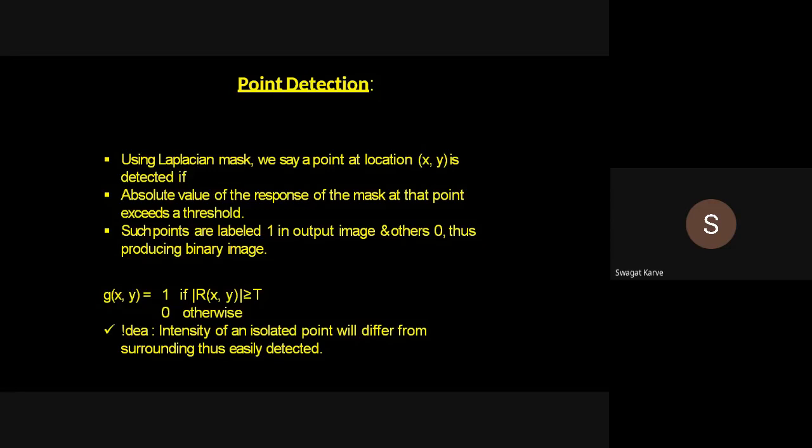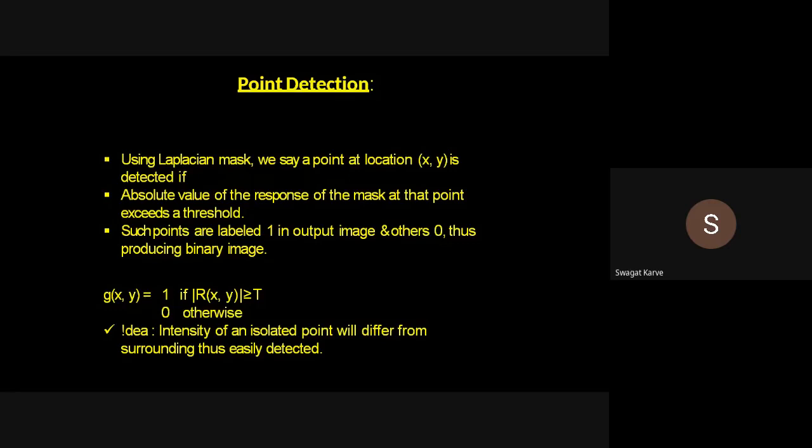So the basic principle is that the response of the mask must be strongest when the mask is centered on an isolated point and the response is in an area of constant intensity. That means we are using two conditions to have the strong response. Which are the two conditions? The first condition is the mask must be centered on an isolated point. That means the center pixel of the mask must be on the point that you want to detect. This is the first condition.